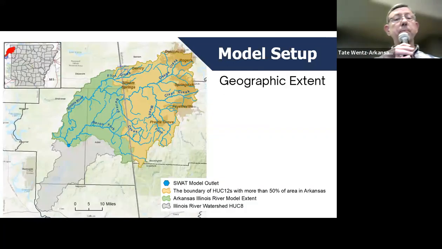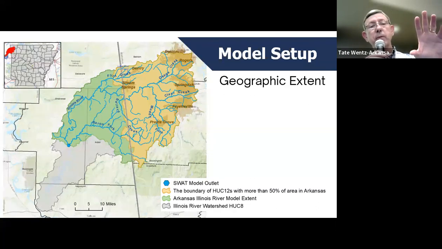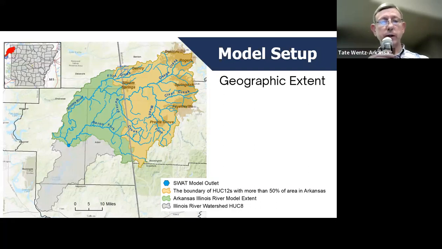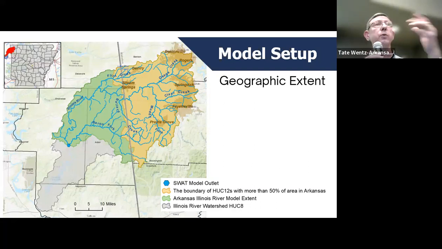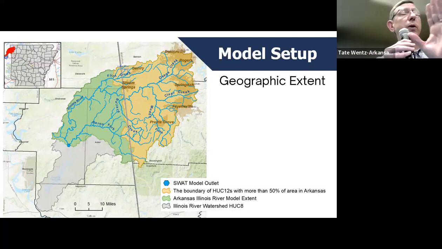So for Arkansas, like I say, we're covering the Arkansas portion of the watershed, and what you see there in that gold color are the 12 watersheds, which are the sub watersheds identified by USGS. Those are the ones that are 50% or more in Arkansas.